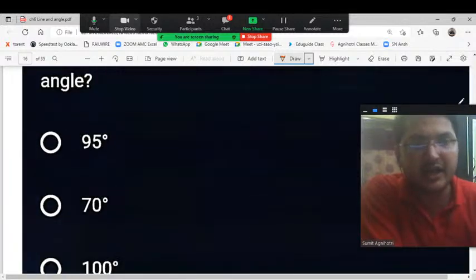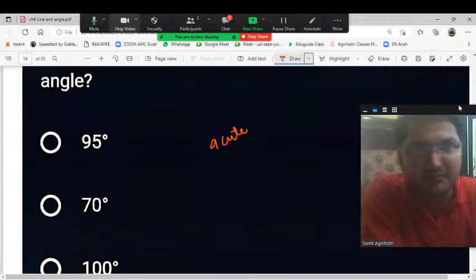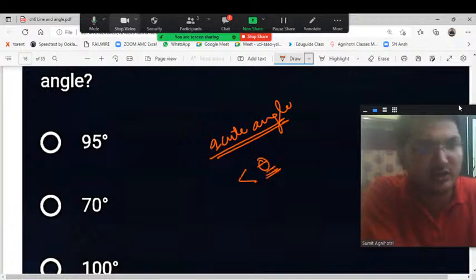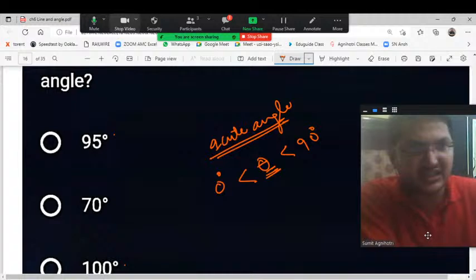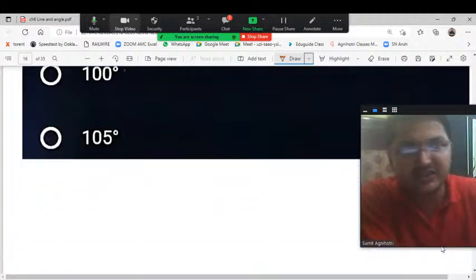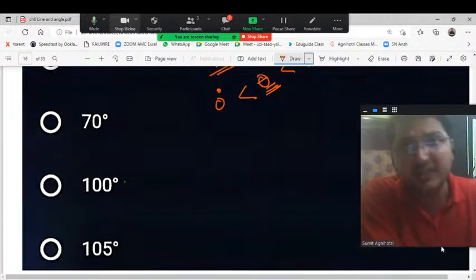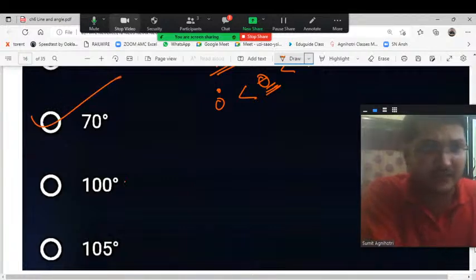So you all know that an acute angle is something that measures less than 90. That means your theta, which is the symbol to represent an angle, must be greater than 0 but less than 90. Here it is obtuse, here it is obtuse, and the fourth one, 105, is also obtuse. Only 70 degrees is an acute angle. Very good.